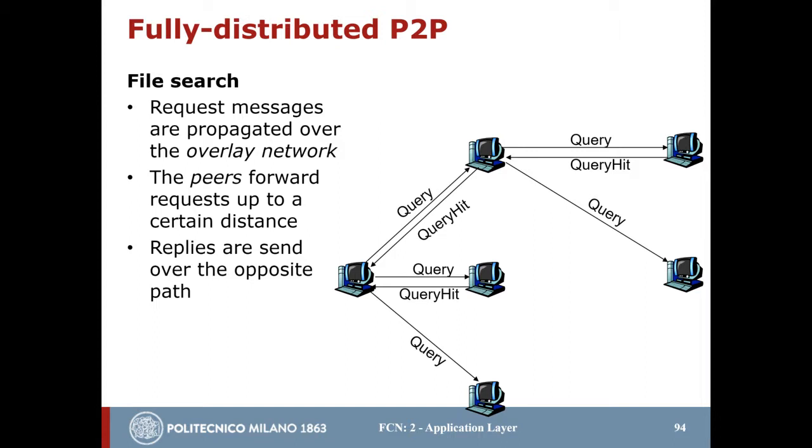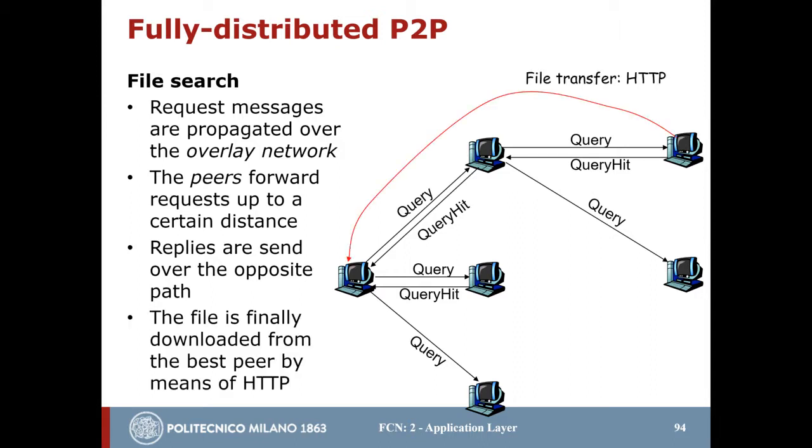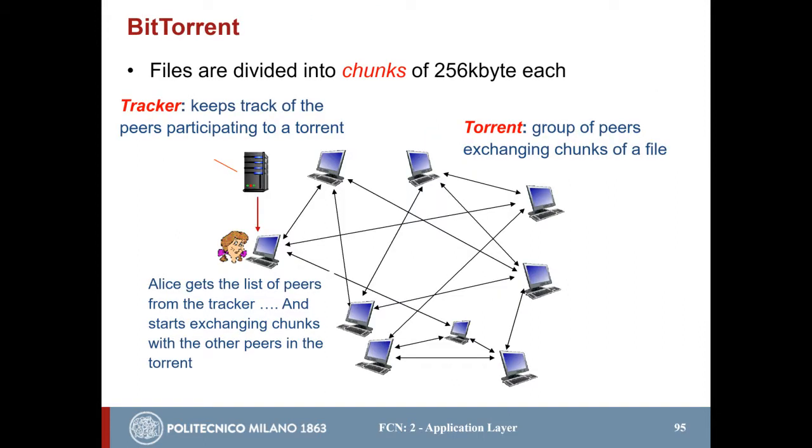So at the end, the peer who originally made the query receives a lot of query hits, and it can choose between different possibilities to download the content. For example, it may choose the first query hit it received, or the closest neighbor, and so on. Then the file transfer may start. So this is basically the way the fully distributed peer-to-peer applications work. And one example is BitTorrent.